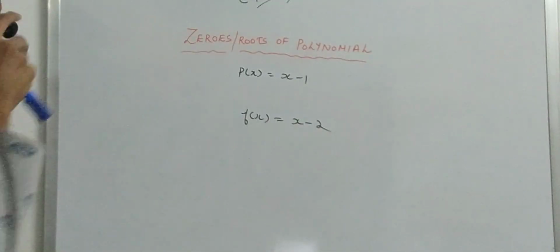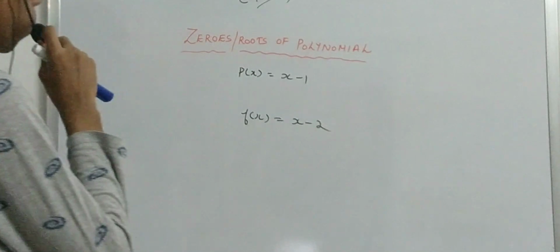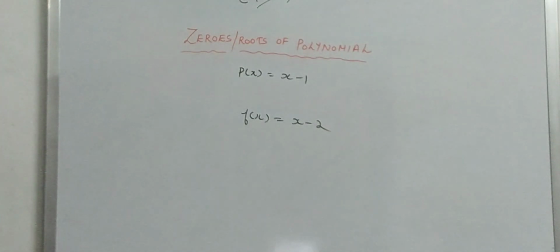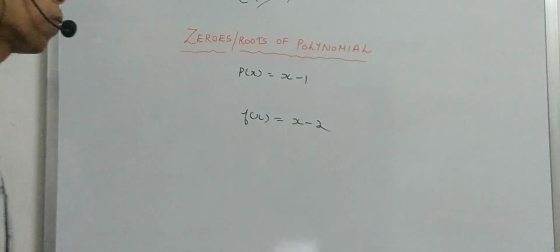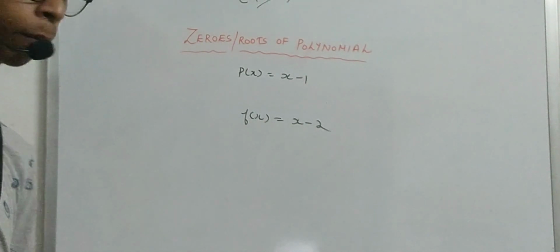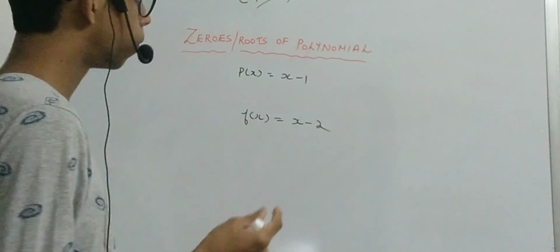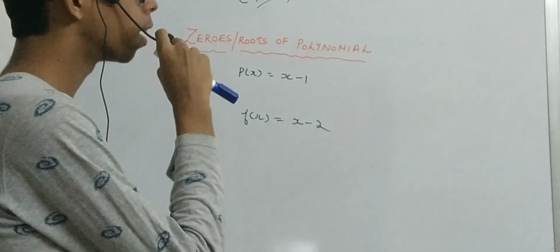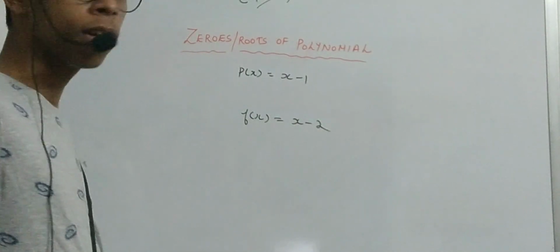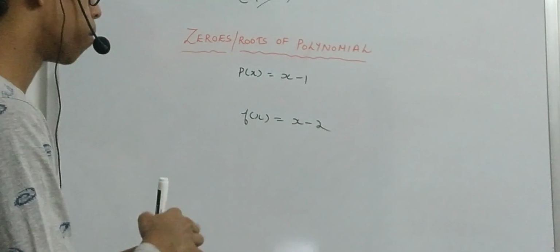Okay, so now let's see, what do we mean by the zeros of a polynomial, or we can call it the root of the polynomial. Zeros of the polynomial means the value of x at which the polynomial will become 0. Let us understand it with an example.